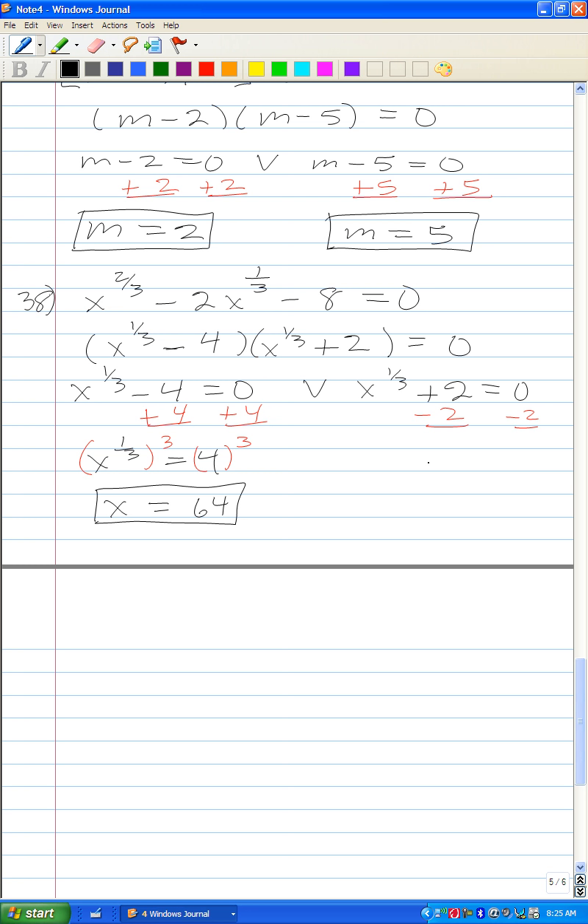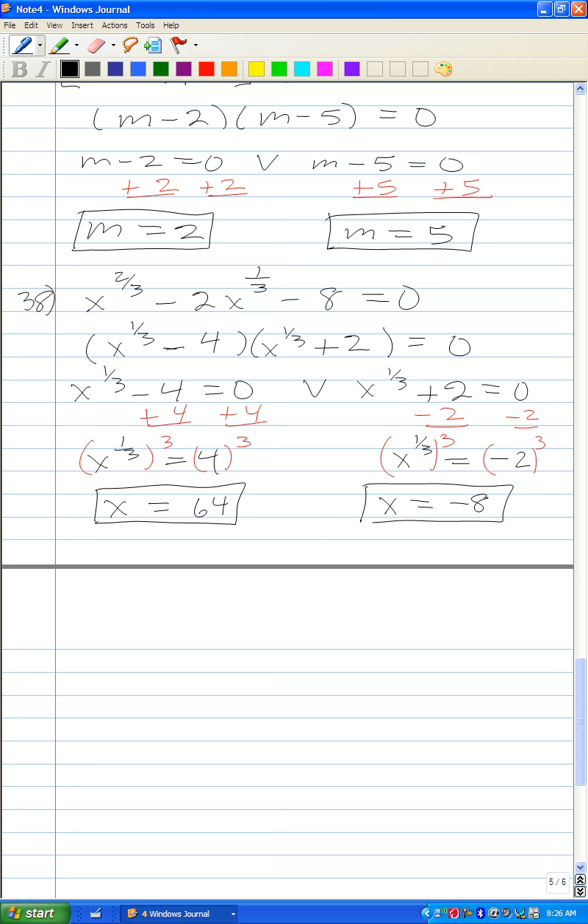Subtract 2 from both sides of your equation. So x to the 1/3 is a negative 2. Cube both sides of your equation to solve for x. So x is equal to negative 8. And that is your answer.